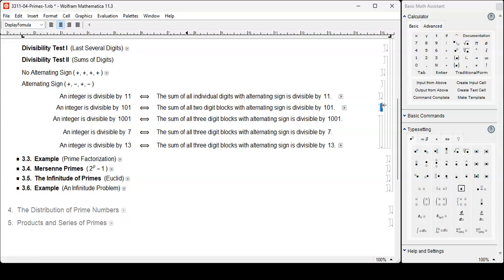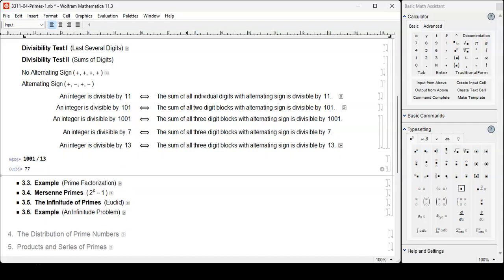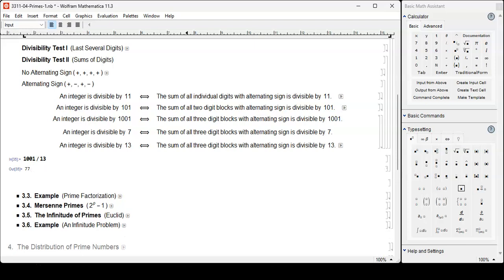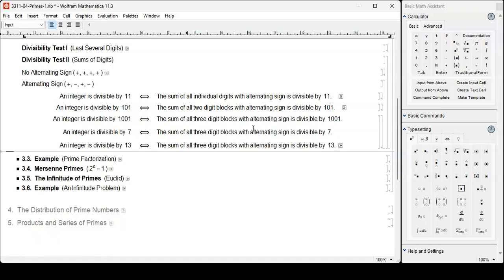This time let's consider 3-digit blocks with 1001. And 1001 is divisible by 7 and 13. Let's see. 77. So 1001 is 7 times 13 times 11. Yeah, okay, all right. But divisibility by 11, we already have it here in the first line, so it's not that important. But divisibility tests by 7 and 13, those are going to be useful.